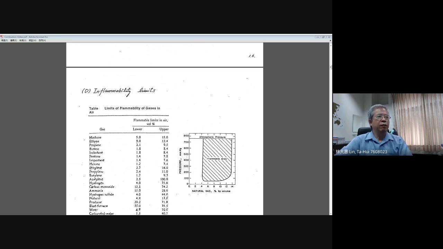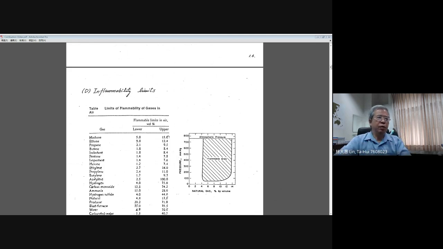For example, for methane, the lean limit is 5.5%. The upper limit, the rich limit, is 50%. We call these the two boundaries. If the concentration is just inside of this boundary, this extent, then you can have a flame. Outside of this boundary, then you may not have a flame.